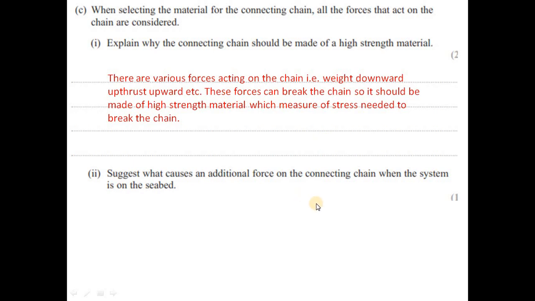And suggest what causes an additional force on the connecting chain when the system is on the seabed, because it is under the sea, and water is in motion. So due to the movement of the water, the chain is also experiencing some additional force due to the motion of the water.